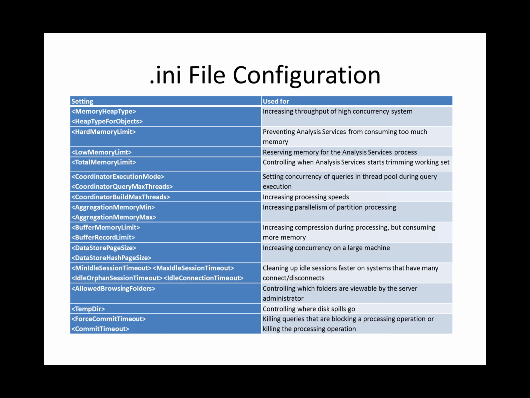That's going to increase our throughput for high concurrency systems, really sort of optimizing for multi-user, which we'll talk about in a little bit. Hard memory, low memory, and total memory, we'll talk a little bit about those. Our goal with those is really to make sure that we're taking the best advantage of the economical memory management process that Analysis Services uses, and I'll talk some more about what that means when we get to memory. Coordinator execution mode and coordinator query max threads, those are controlling the concurrency of your ability to run queries. Coordinator build max threads is helping to control the concurrency and the number of threads when you're doing processing or pulling data into the queue.